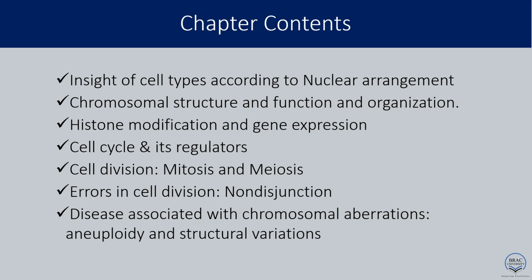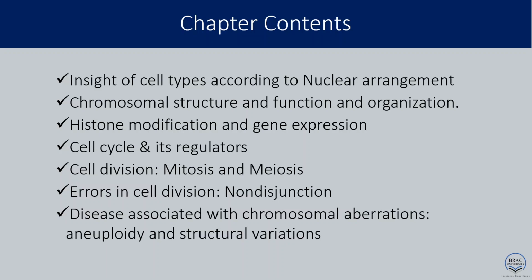So in this chapter the contents we will be seeing are cell types according to nuclear arrangement, and chromosomal structure, function and organization, and some epigenetic topics such as histone modification or DNA modification, and how those modifications regulate gene expression, cell cycle and its regulators, cyclins, CDKs, P53, etc.